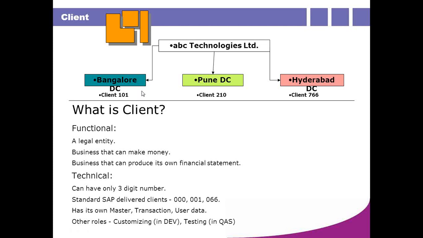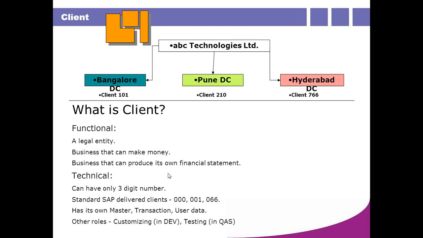By default, we will get three clients with the SAP installation. That is 000, 001, 066. Any product you install, you will get these default 3 clients. Installing SAP means you are getting these 3 clients. A client is a 3-digit number, which has the number range from 000 to 999. That means in total we can create a maximum of 1000 clients.